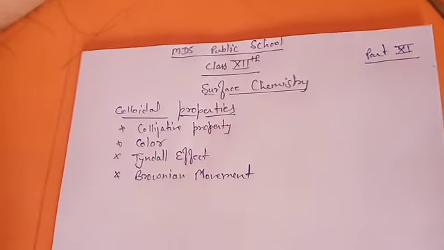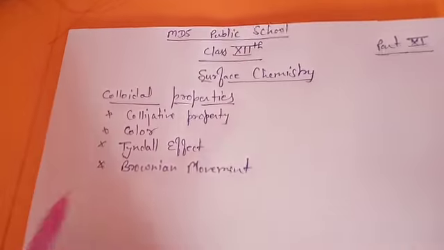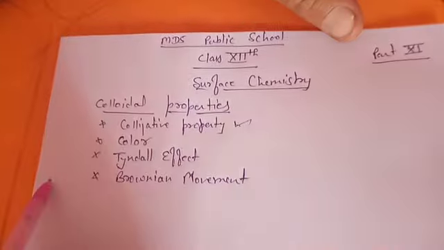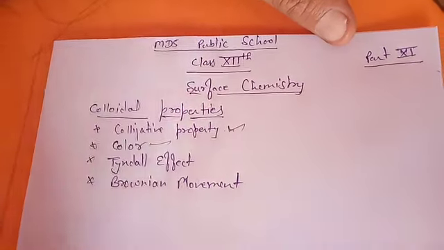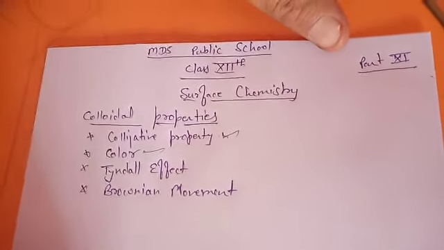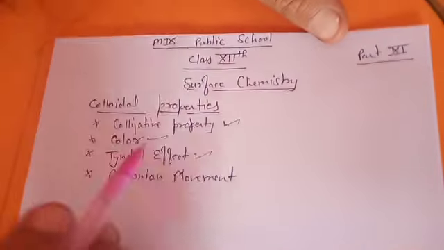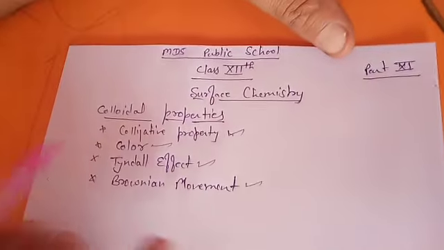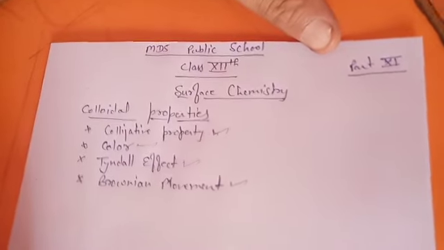Hello, dear students. In the previous lecture of surface chemistry, we studied the colligative properties of colloids: they always show smaller values. They show different colors at different observation points, and different colors are shown by different sources. We studied the Tyndall effect, the scattering of light. And Brownian movement, the reason for stability, the zigzag motion of the dispersed phase particles in the dispersion medium.